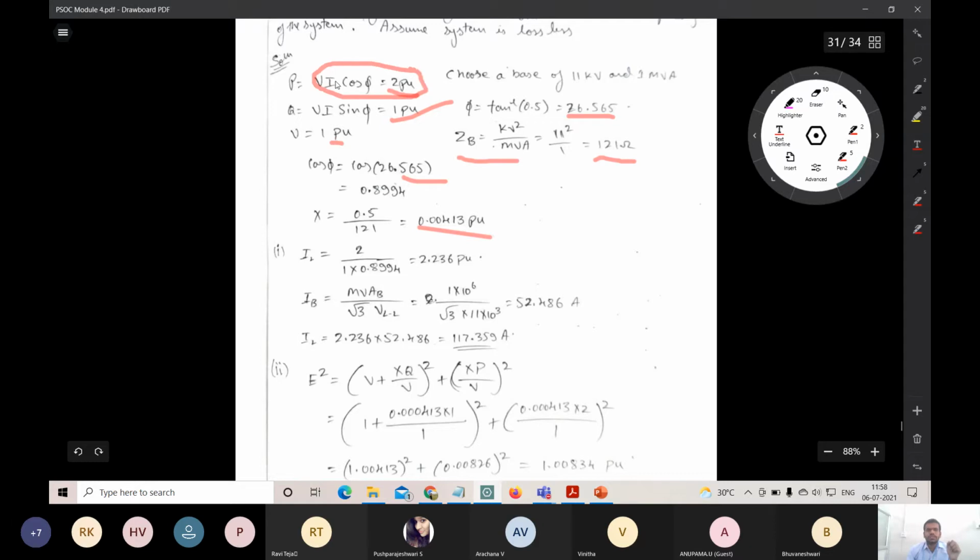Use this equation. I is equal to 2 divided by V cos phi. Cos phi is given as 0.99. So this is our IL.